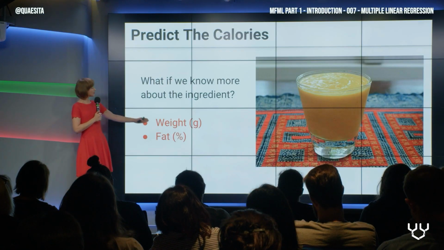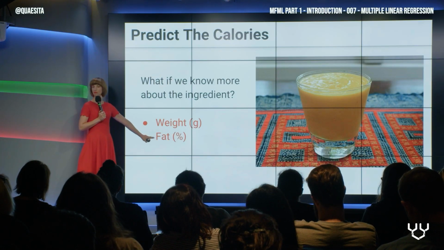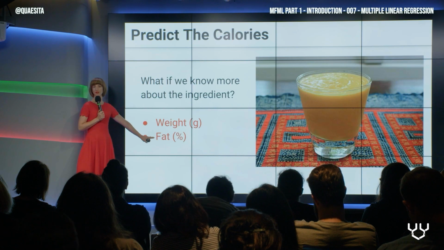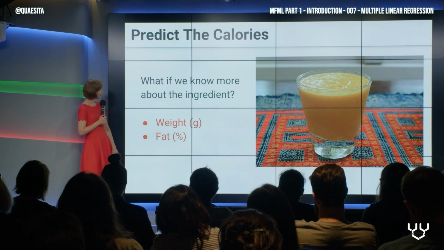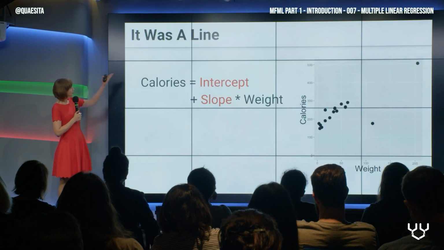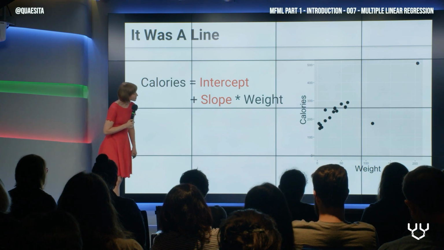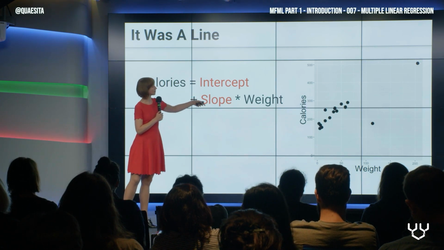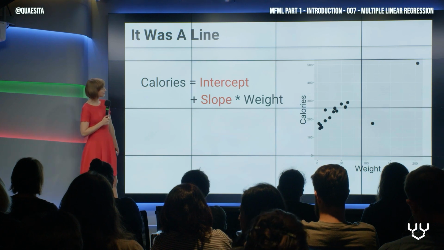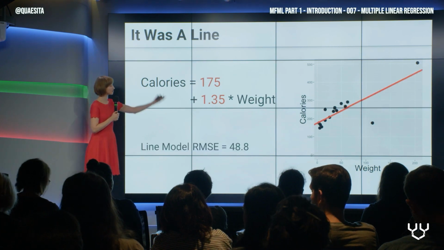So I'm going to be generous, and I'm going to give you the fat percentage. How do you feel about that? Is that going to be helpful? All right, so let's see. So this is what we were working with before. This is our form, and we just had to muck about with these two parameters here. And we used an optimization algorithm to set them.